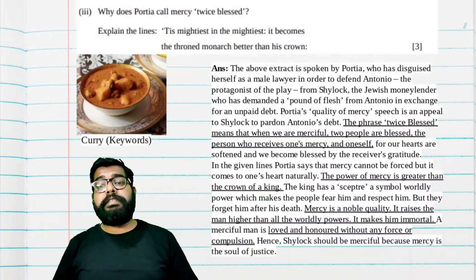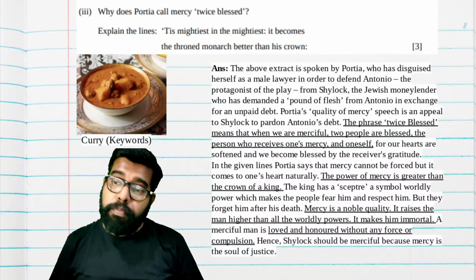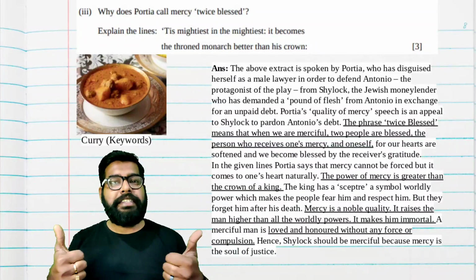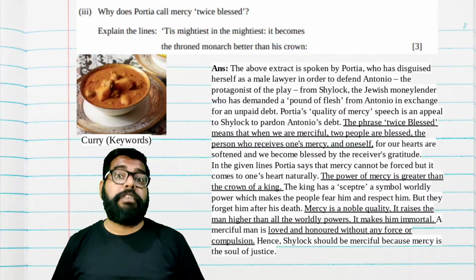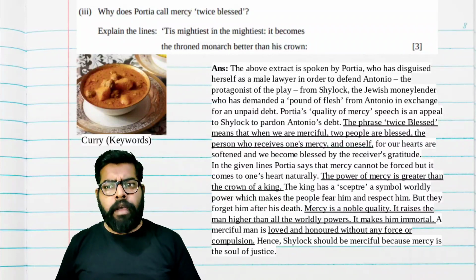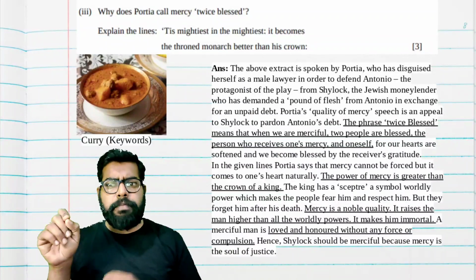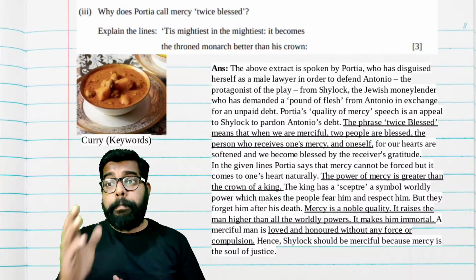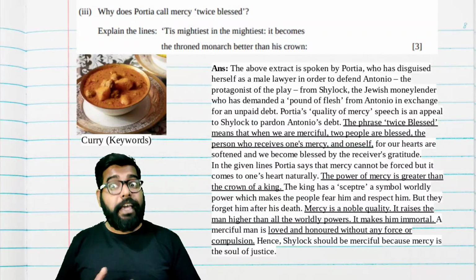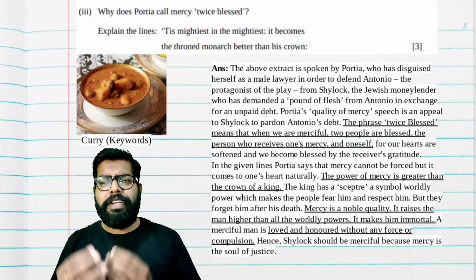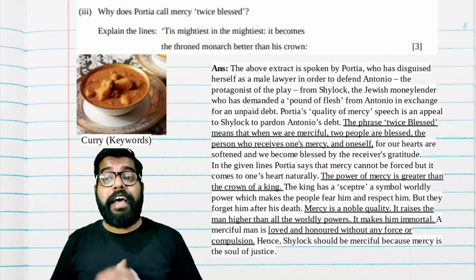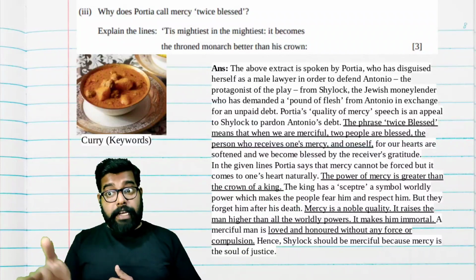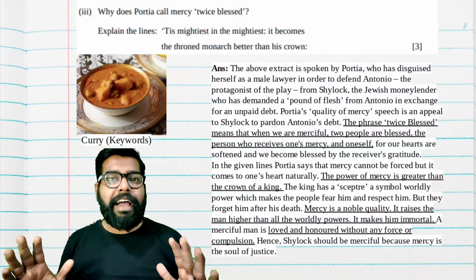The phrase twice blessed means that when we are merciful, two people are blessed: the person who receives one's mercy and oneself. That's the answer there. And for the couplet which has to be explained, I will make sure the points which are actually explaining those particular lines, I'm underlining those. As you can see here, the power of mercy is greater than the crown of the king. Mercy is a noble quality. It raises the man higher than all the worldly powers. It makes him immortal. He is loved and honored without any force or compulsion.